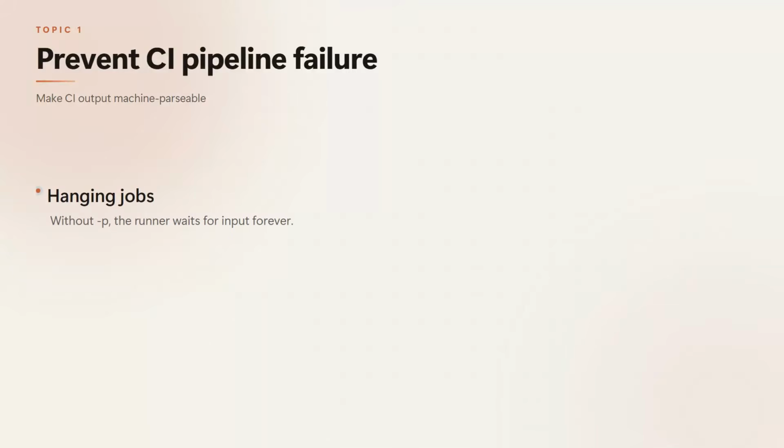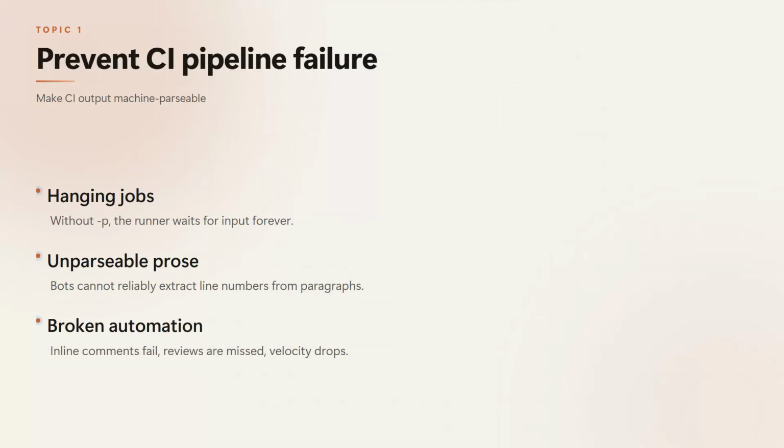In production, without -p your CI job hangs until it times out, burning runner minutes and blocking the pipeline. Without structured output, your bot either fails to post comments or posts them in the wrong place, and the review feedback loop breaks. The cost is missed security issues, slower reviews, and a loss of trust in the automation. This is the failure this technique prevents.